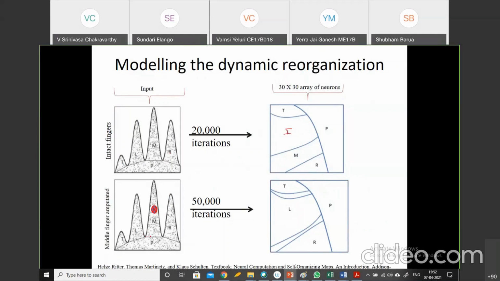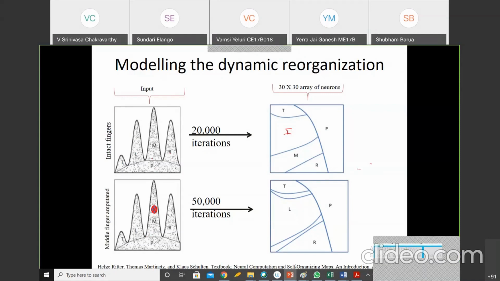So in the original case there is a middle finger also, but just to simulate the amputation, the middle finger is removed. That means that data is not presented. And without that data being presented, the map is continuously learning with the remaining data. And when you do that, something happens.